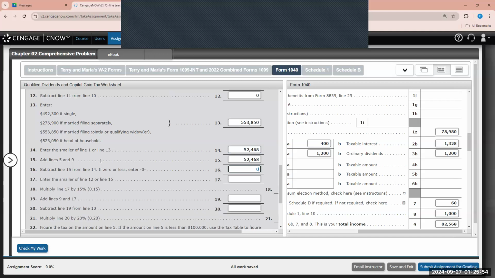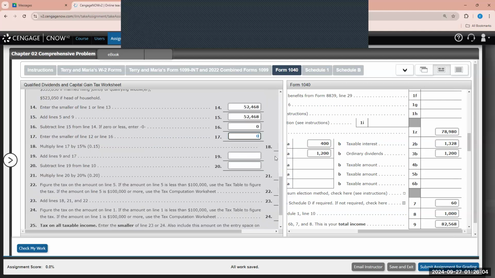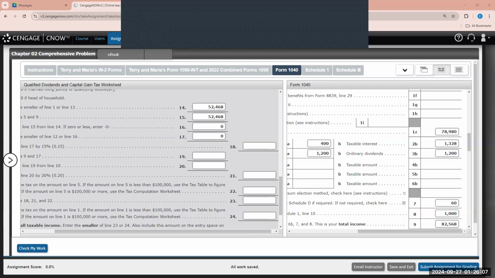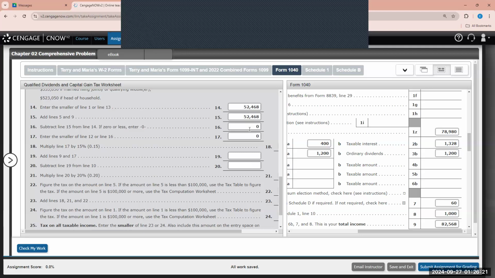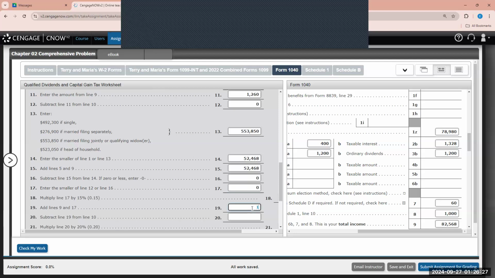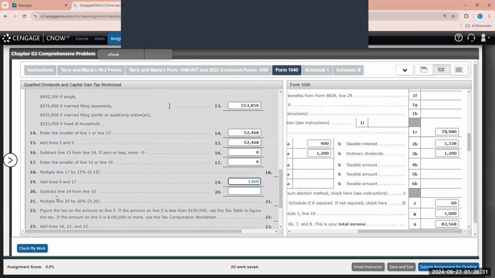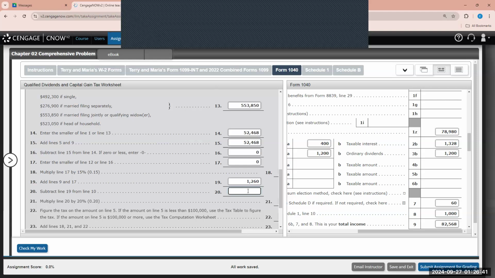It is 0, so we enter 0. And next, it wants us to enter the smaller of line 12 or line 16. Both are 0. In line 18, it asks us to multiply line 17 by 15%. So 0 multiplied by 15% is 0. It asks us to add lines 9 and 17. So line 9 is 1,260. Line 17 is 0. So line 19 is 1,260. For step 20, it asks us to subtract line 19 from line 10. So 1,260 minus 1,260 is 0.